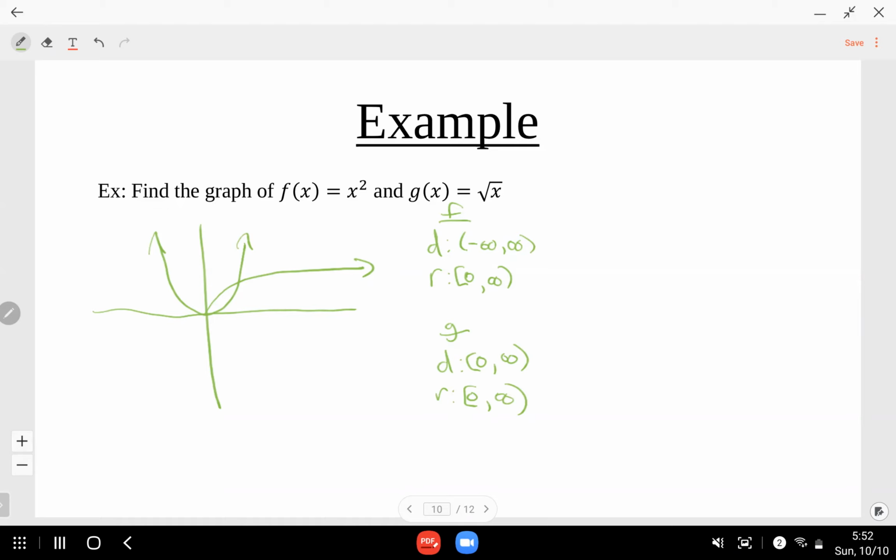So you can see here that whenever you have a 0 to infinity, both times it's in the first quadrant. Whenever you have the domain that is negative infinity and infinity, and you have range 0 to infinity, it's in the first and second. If you have negative infinity to 0, it's in quadrants 3 and 4. So you can kind of see this.